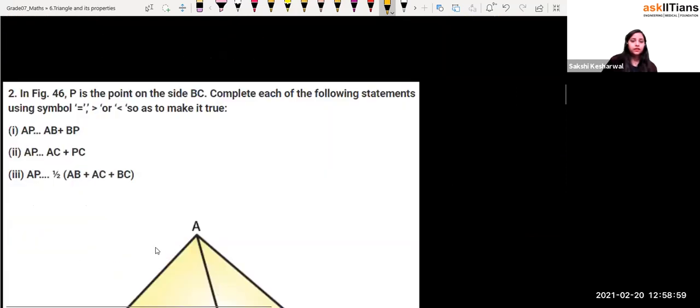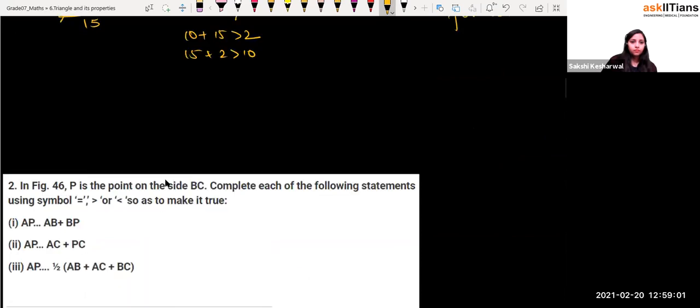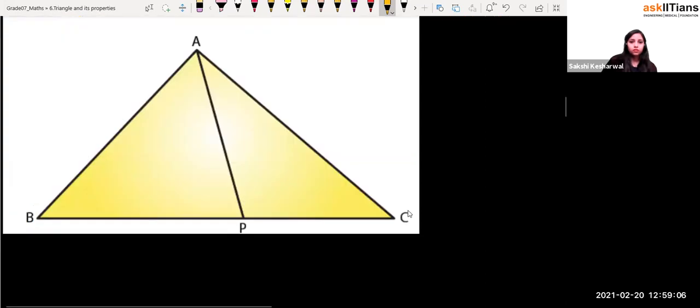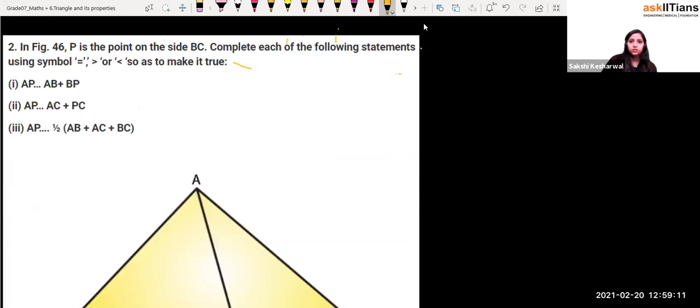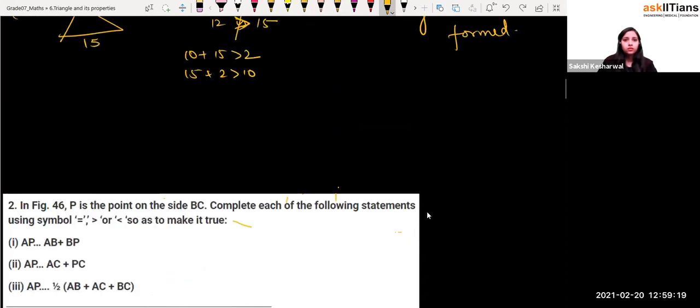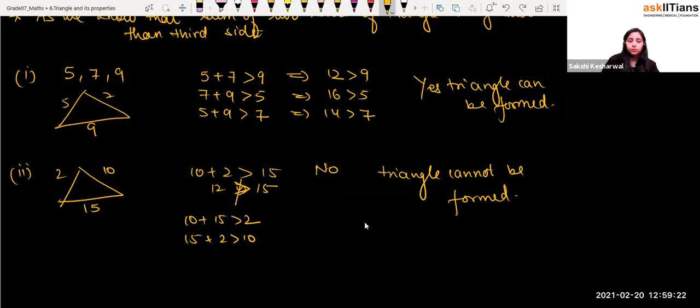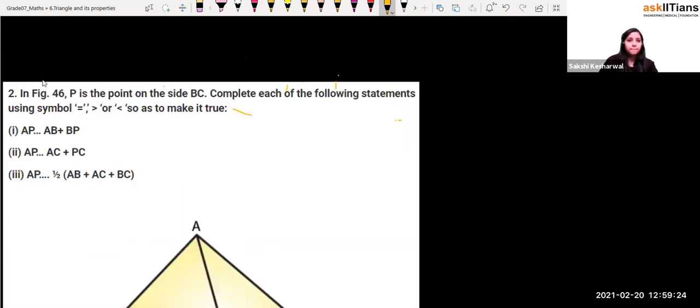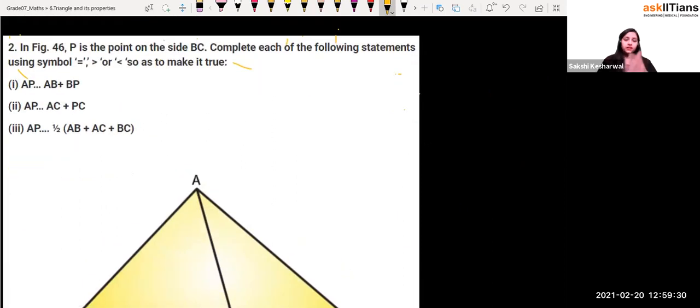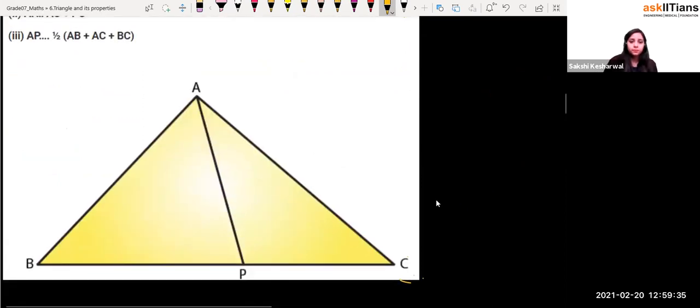Now, just see. In the given figure, okay, let me make this small. Wait a minute. Okay, it's not working. Okay, let's do this. In the given figure, it says that P is a point on BC, right? P is a point on BC.